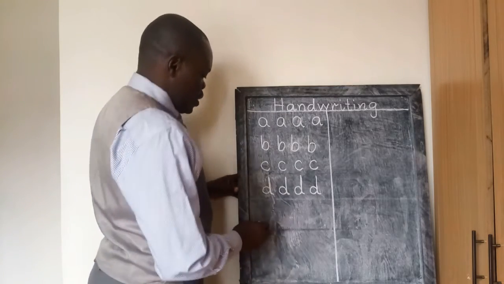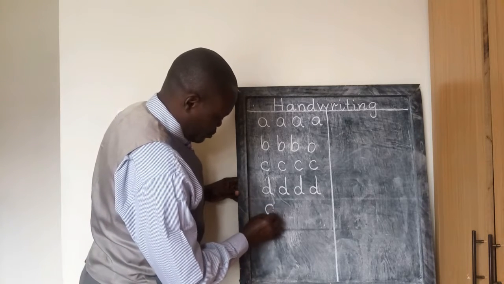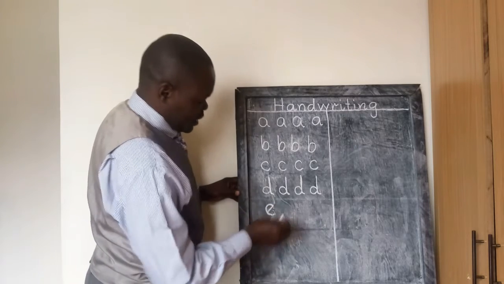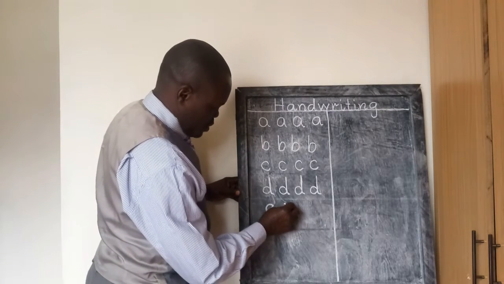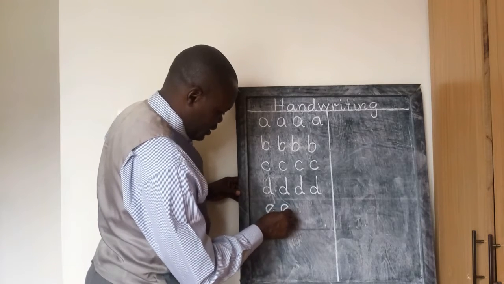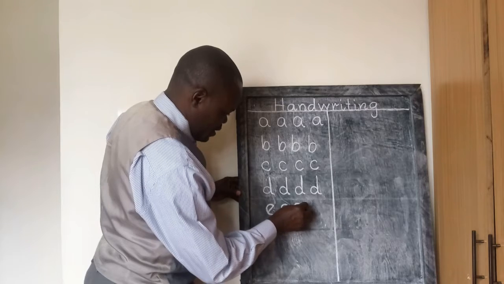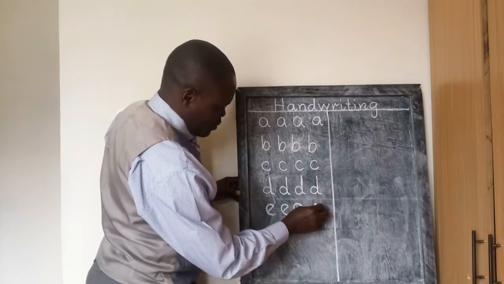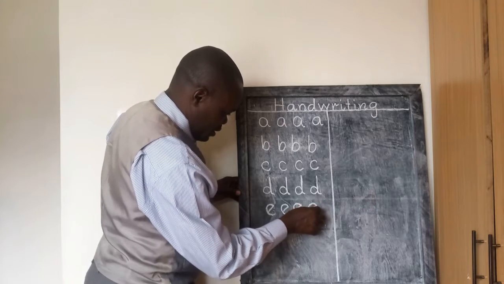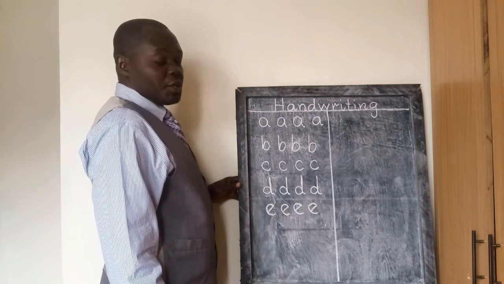Now let us go to E. Write E just like you had written C, and then give it that angle. E, just like C, and give it that angle. Give it that stroke, just like C. You will have written a good E.